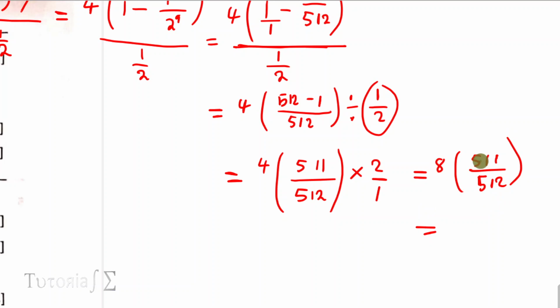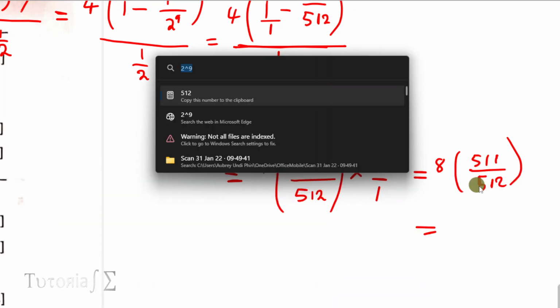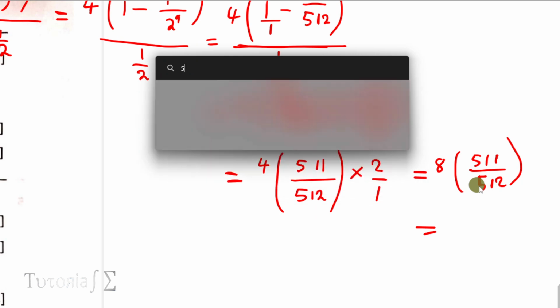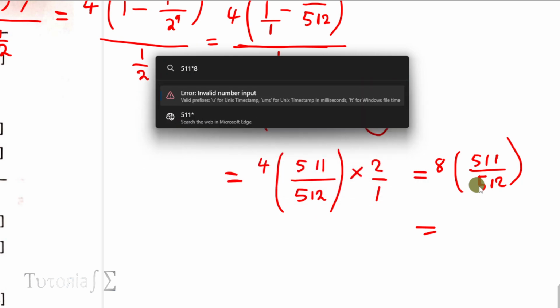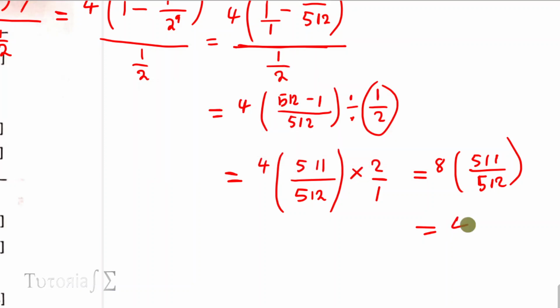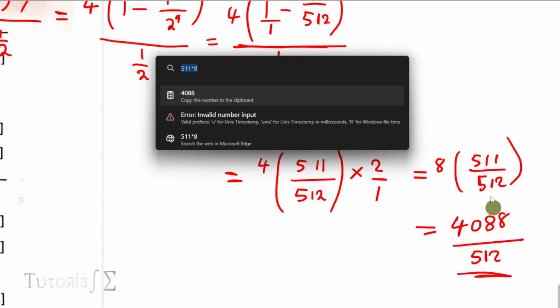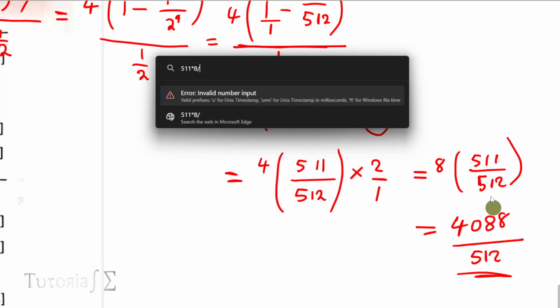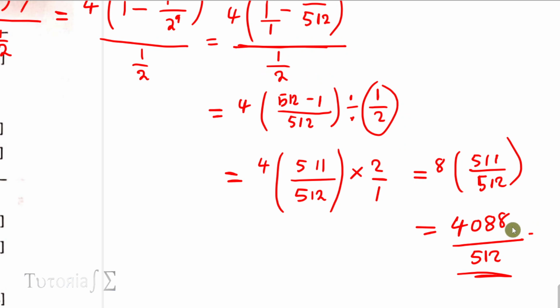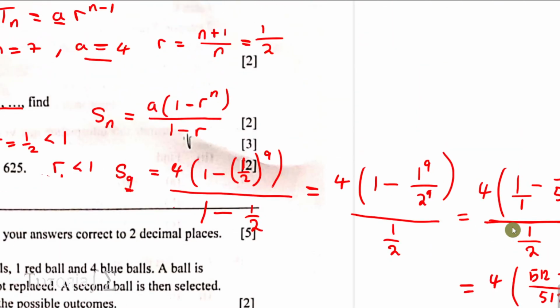So we'll just multiply the 8 with the 511 there. 511 times 8 will give us 4088 over 512. And we are done. We can leave it there if we cannot simplify this, but I think this can be simplified by dividing by 512. So if we can simplify this, that's how you find the sum.